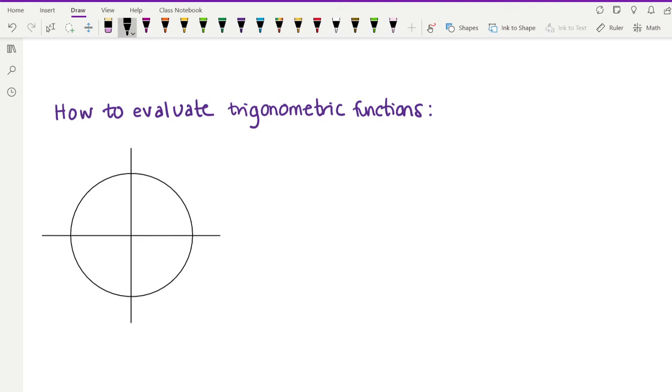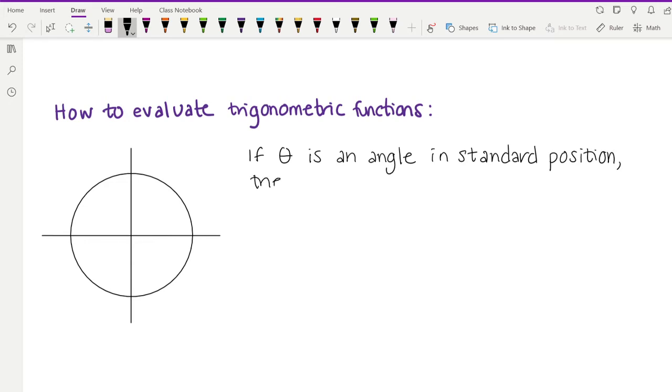Okay, so if you have an angle, theta, and that angle is in standard position, I'll sketch an example. An example of an angle theta in standard position, maybe it could look like this. So maybe this is our angle theta.